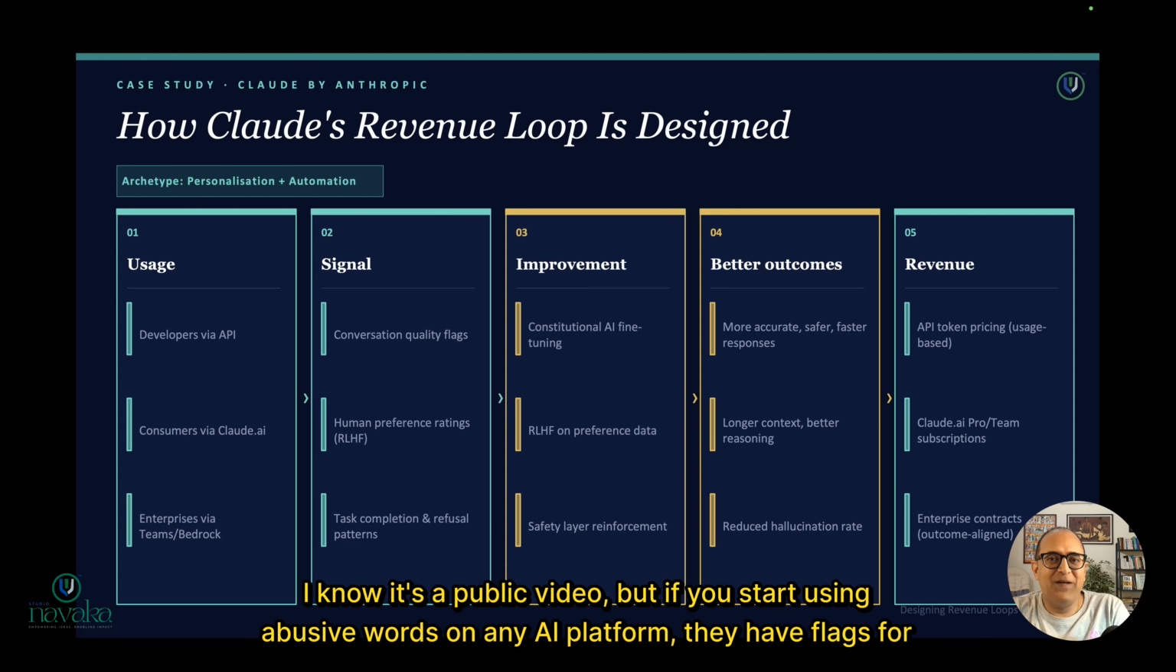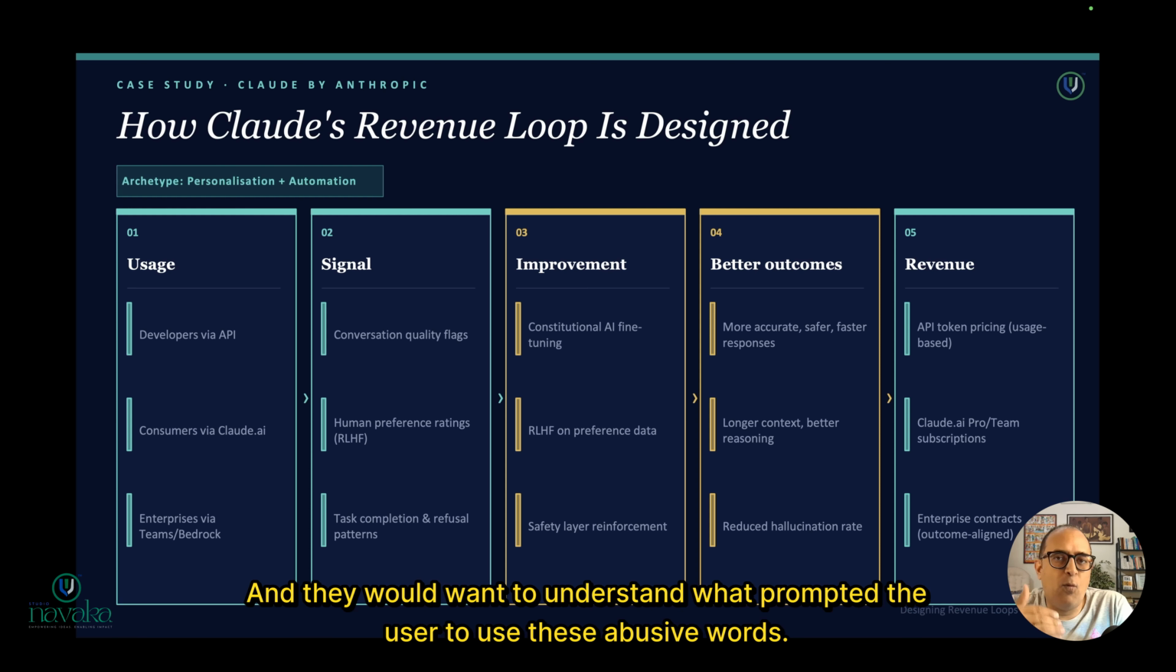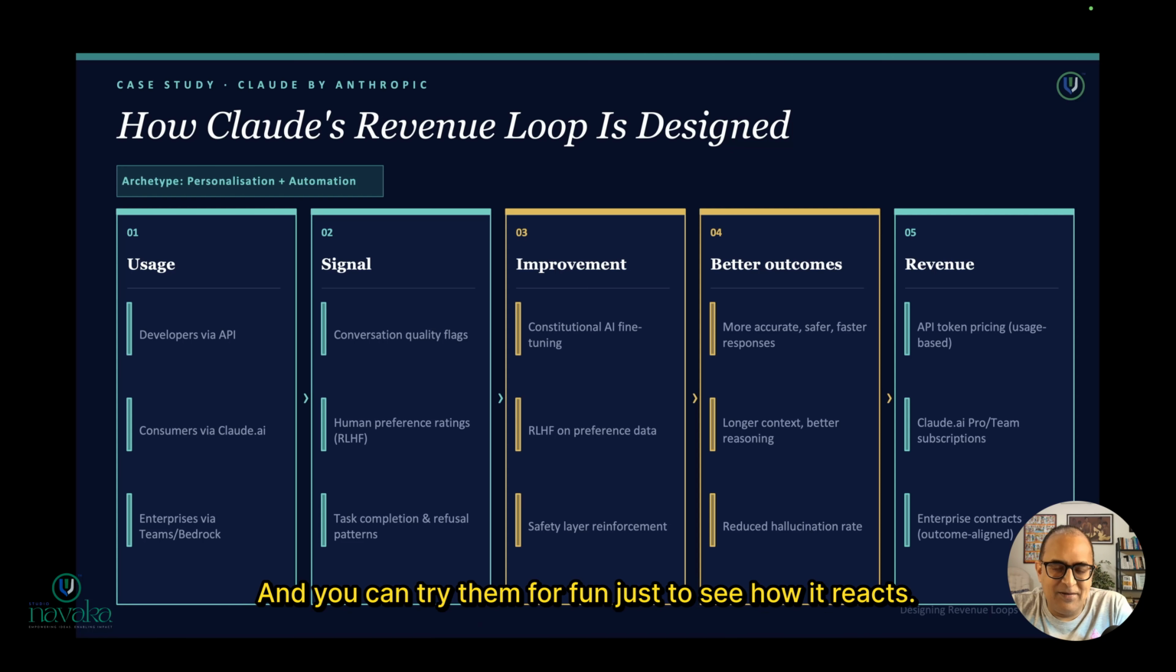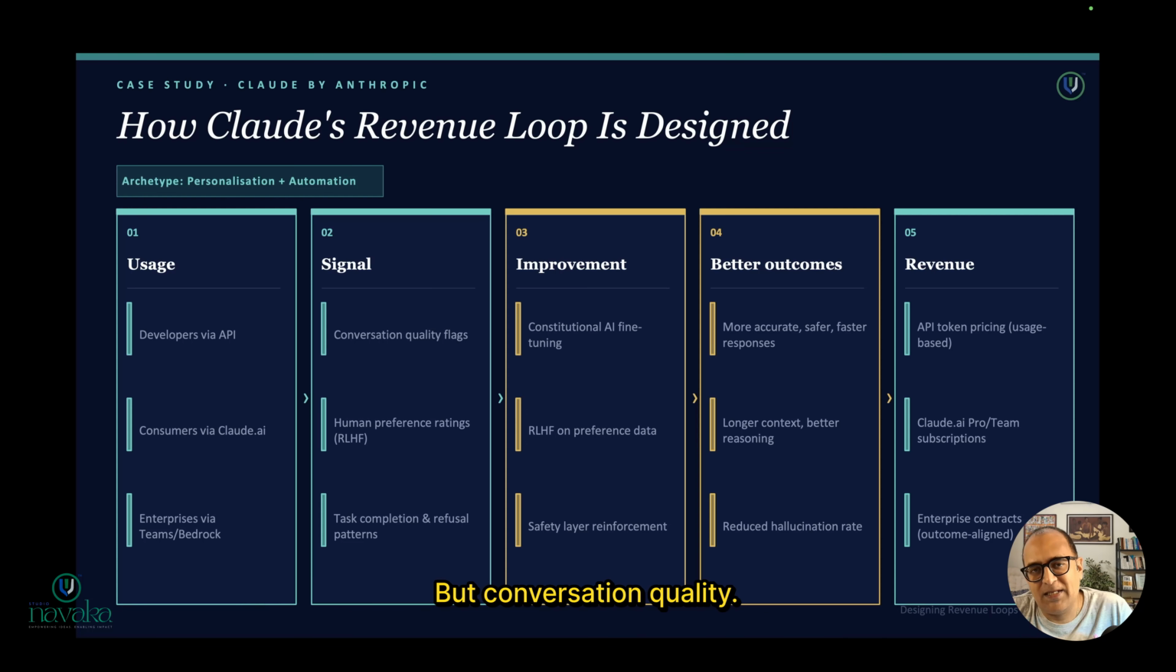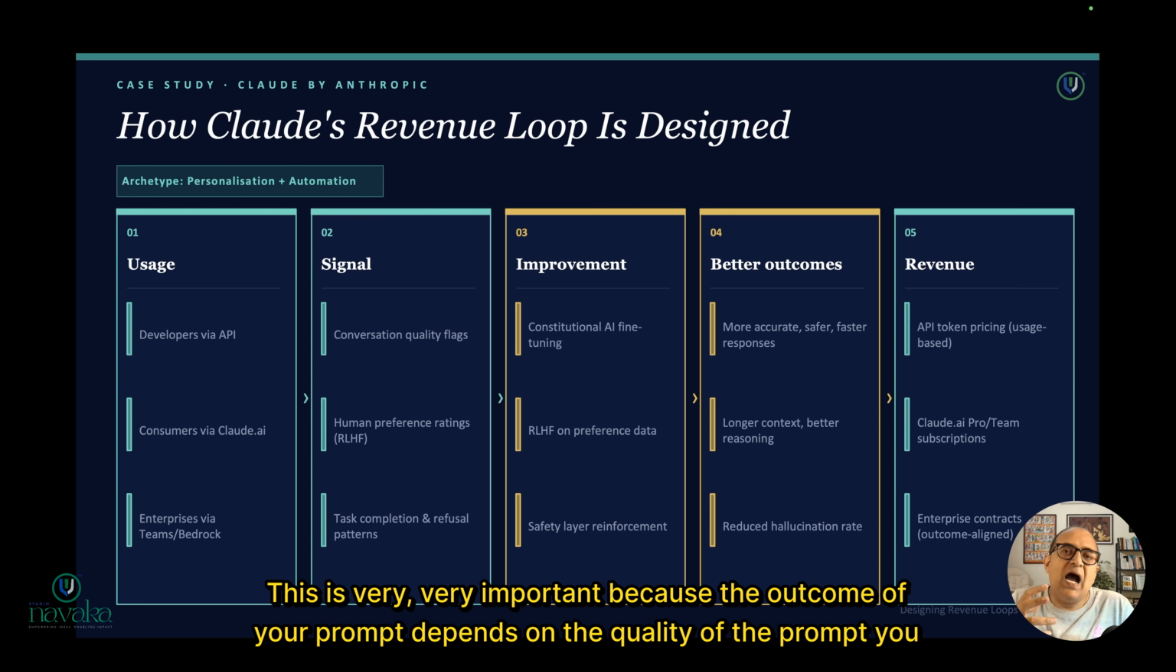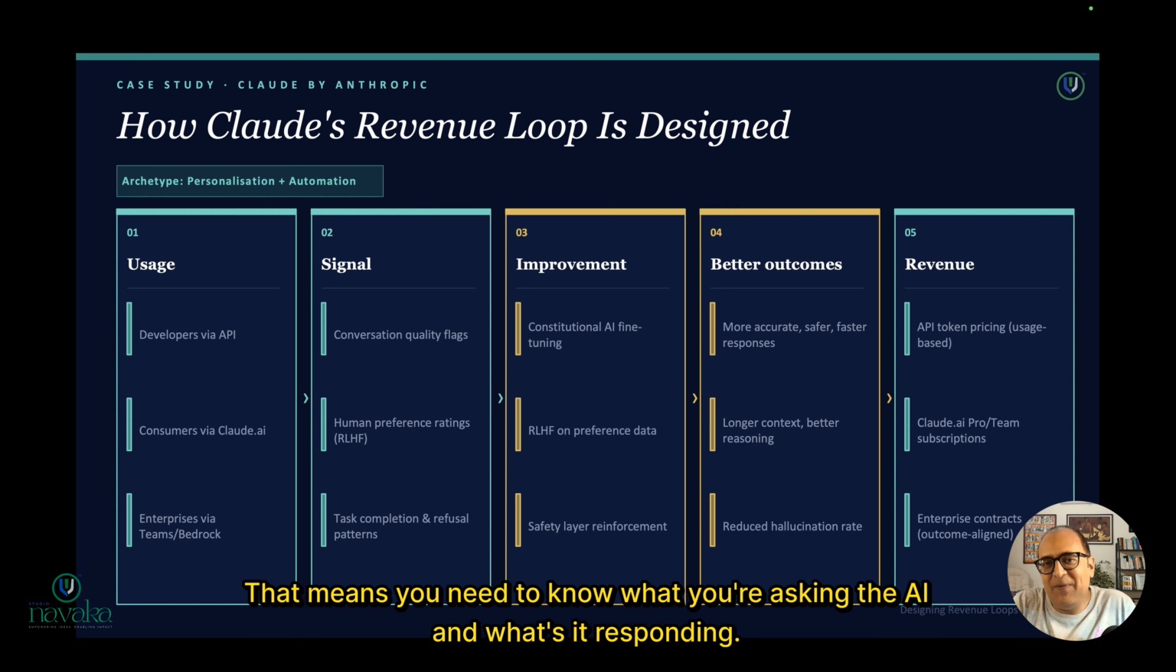I know it's a public video, but if you start using abusive words on any AI platform, they have flags for those words. And they would want to understand what prompted the user to use these abusive words. And you can try them for fun just to see how it reacts. But conversation quality flags are very, very important because the outcome of your prompt depends on the quality of the prompt you write. That means you need to know what you're asking the AI and what it's responding.